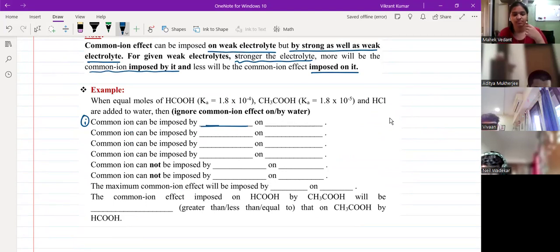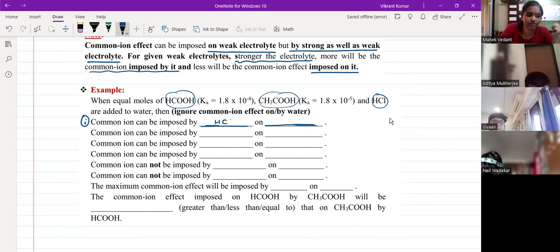Mark, tell me the answer of this one. Common ion effect can be imposed by... we have got all the options. कोई भी एक बता दो, कौन किस पे लगाने वाला है? We have got formic acid, we have got acetic acid, we have got HCl. मैं मान लो यहाँ HCl बोल दिया, तो किस पे लगा सकता है कॉमन आयन इफेक्ट? किसी पे भी, मतलब दोनों पे लगा सकता है ना, तो HCOOH पे भी लगाएगा, and HCl can impose common ion effect over CH3COOH also.